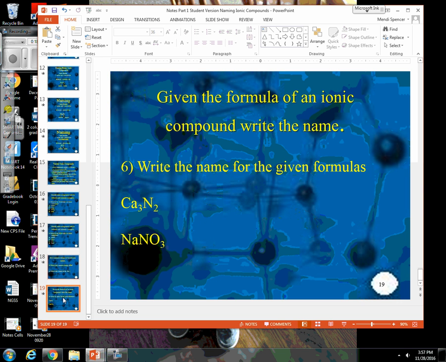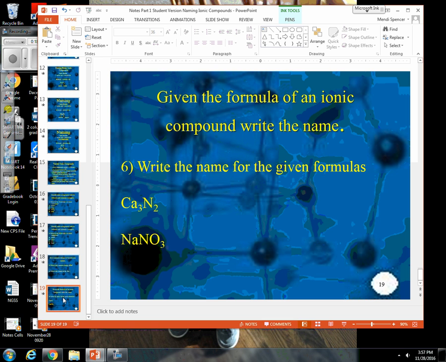Now, last example slide. I want you to take a moment, see if you can write the name for the following given chemical formulas. So pause the video for a minute, see if you can write them out. Alright, so at this point you should have seen if you can answer these on your own.